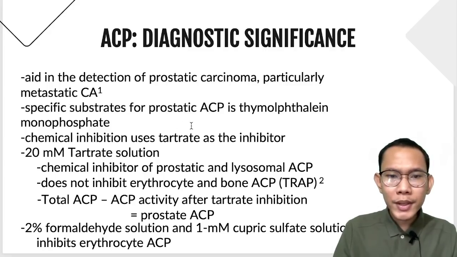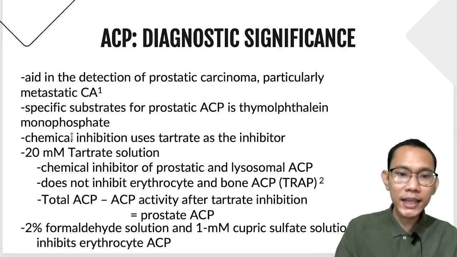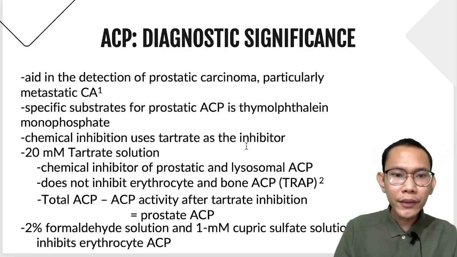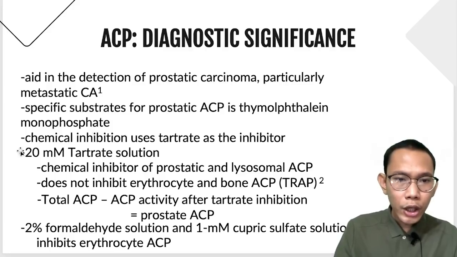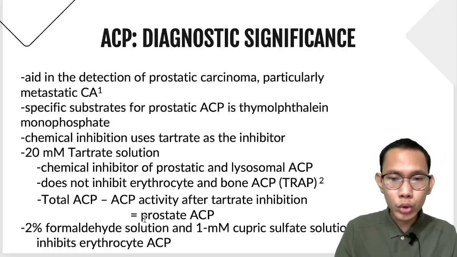Specific substrate for prostate ACP is your thymolphthalein monophosphate. And we have this kind of chemical inhibition method similar sa atin diniscuss kanina. Chemical inhibition uses your tartrate as the inhibitor. Meron tayong different chemical inhibitors, your 20 mM tartrate solution and your 2% formaldehyde solution. Itong 2% formaldehyde solution and 1 mM cupric sulfate solution can inhibit your erythrocyte ACP na isoenzyme.